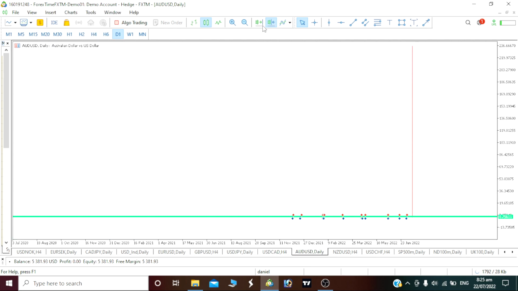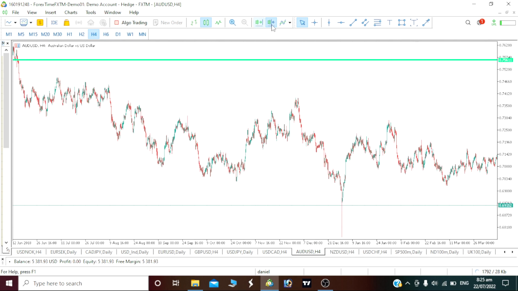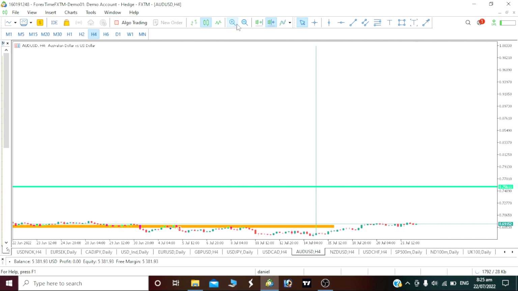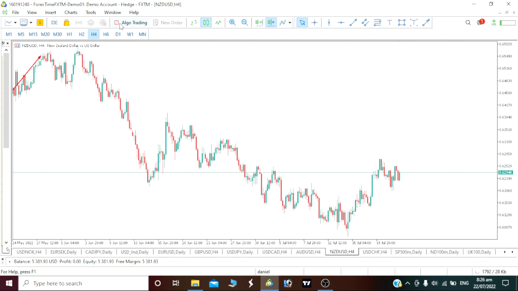Now on our USD, I just don't know why it's not showing me. I don't know what the problem is, but let's just analyze it from the map. I've tried to work on this USD, but it's not working fine. So let's skip it. Now let's see our New Zealand USD.